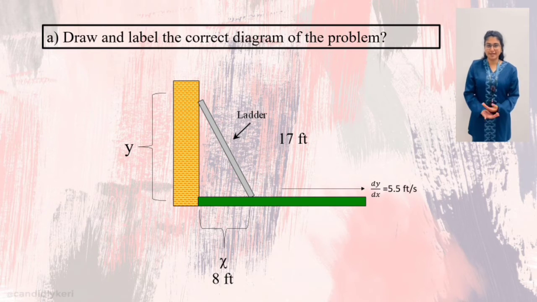This is the question given and it consists of parts A, B and C. 2A. Draw and label the correct diagram of the problem. To solve this problem, we will use our standard 4-step related rates problem solving strategy.